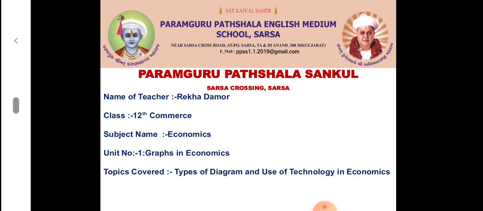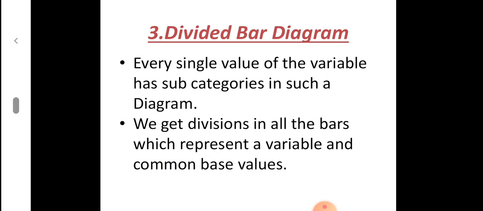In last session, we have discussed the types of diagram: time-based line diagram, simple bar diagram, and clustered bar diagram. Our next topic is the third type of bar diagram, the divided bar diagram. By its name, we can understand that the variables are represented in division of bars.